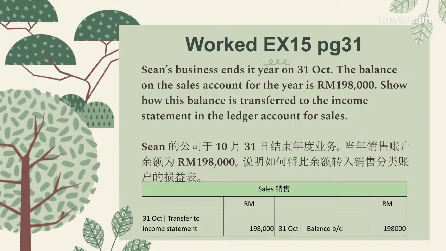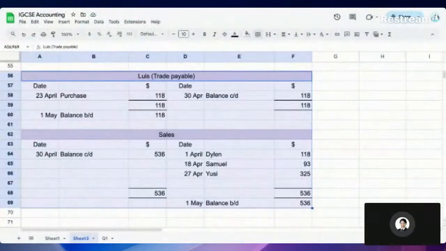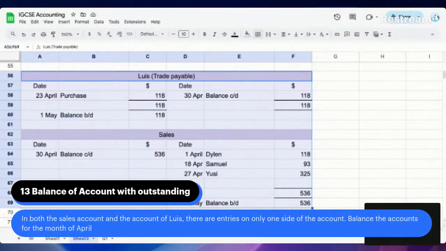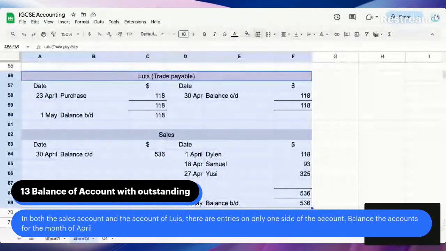And then you want to transfer to the income statement, right? Income statement is also named profit and loss. How you do it is you go here. That means on the left hand side, you have to write 31st of October, transfer to income statement, and then 198,000. Let me show you the income statement, how we're going to write.